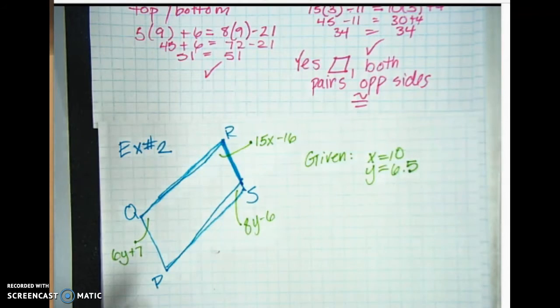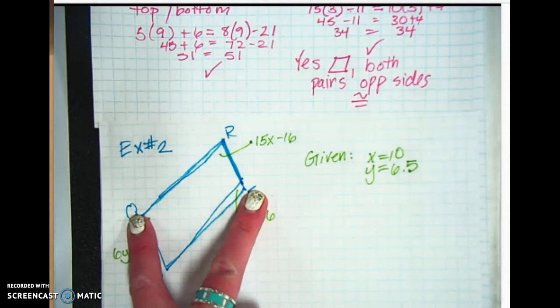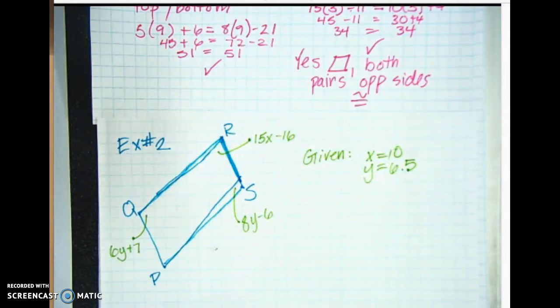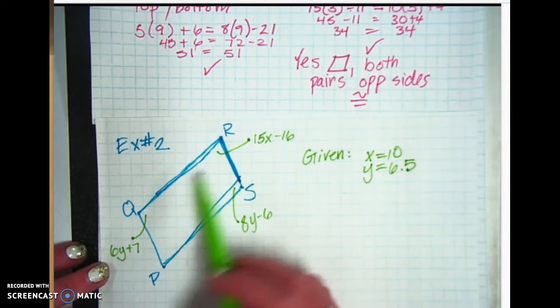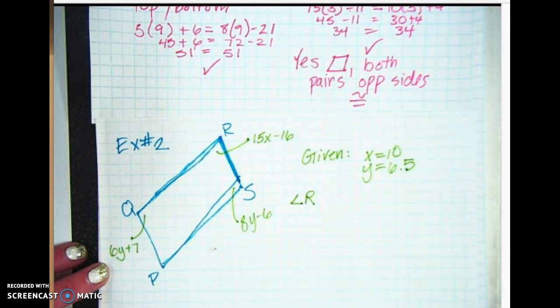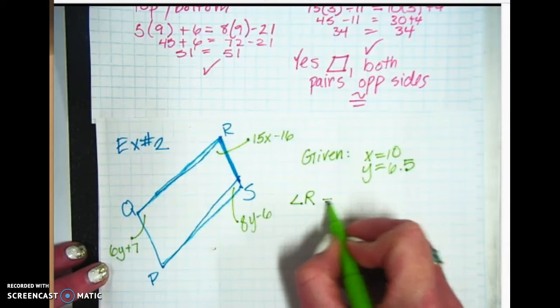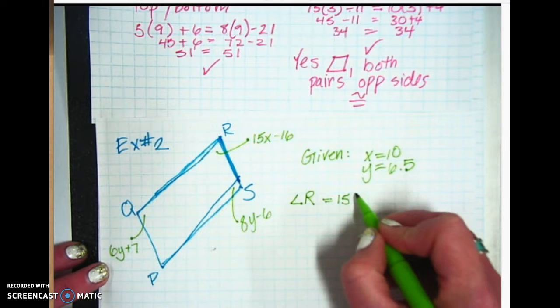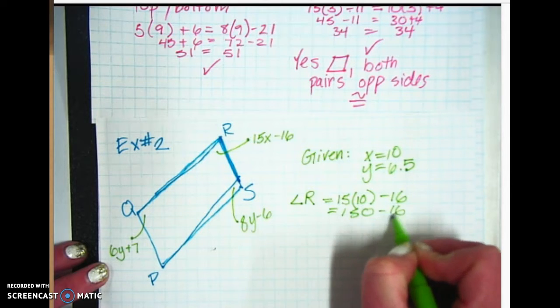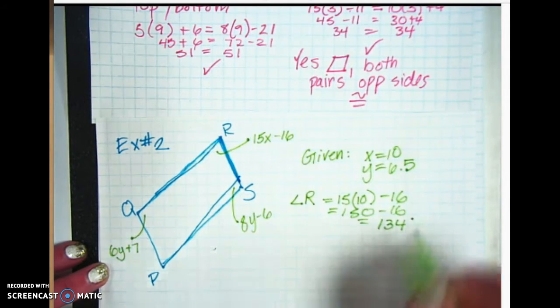All right, so see those angles? Do you think we're going to use opposites or consecutive? Consecutive, right? We do have a pair of opposites, but we also have consecutive. All right, so let's try consecutive. So let's start with angle R, the one in the middle. Okay, so we're going to take the 15, plug in 10 for x, subtract 16. So that's what? 150 minus 16. I got 134 degrees.